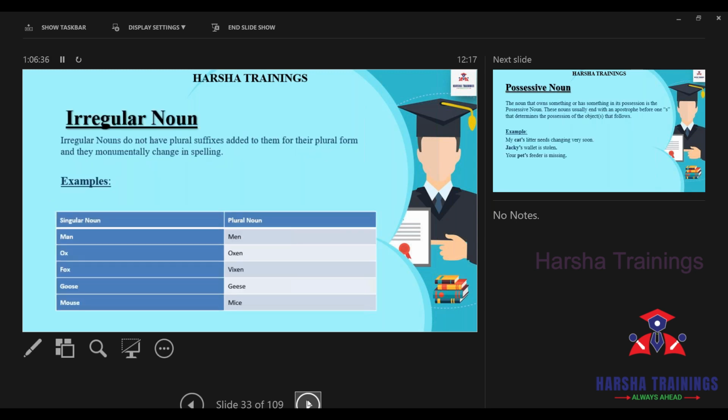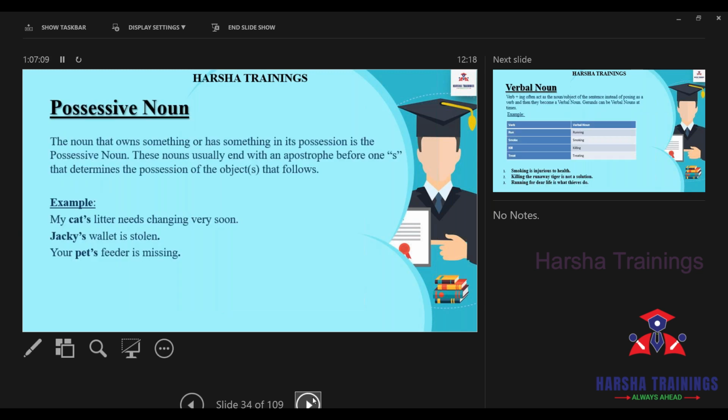Whereas with irregular nouns, the word changes. They do not have any suffixes. We don't add S or ES. We just change the word. Man becomes men. Ox becomes oxen. Fox, vixen. Goose, geese. Mouse, mice. These are irregular nouns, right? To which we don't add S or ES. We just change the spelling of the word. Okay.